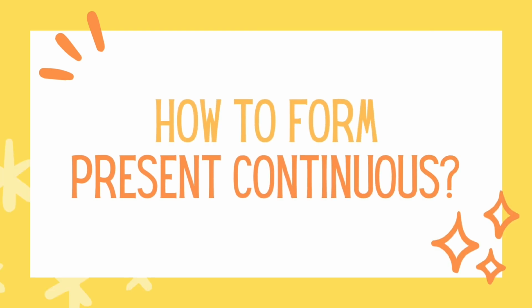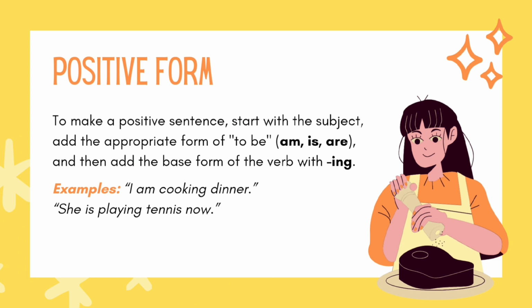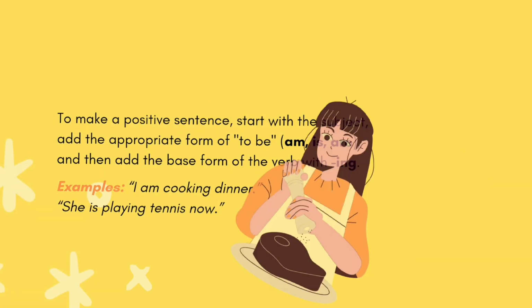How to form the present continuous tense. Positive form. To make a positive sentence, start with the subject and add the appropriate form of to be: am, is, are, and then add the base form of the verb with ing. Examples, I am cooking dinner. She is playing tennis now.